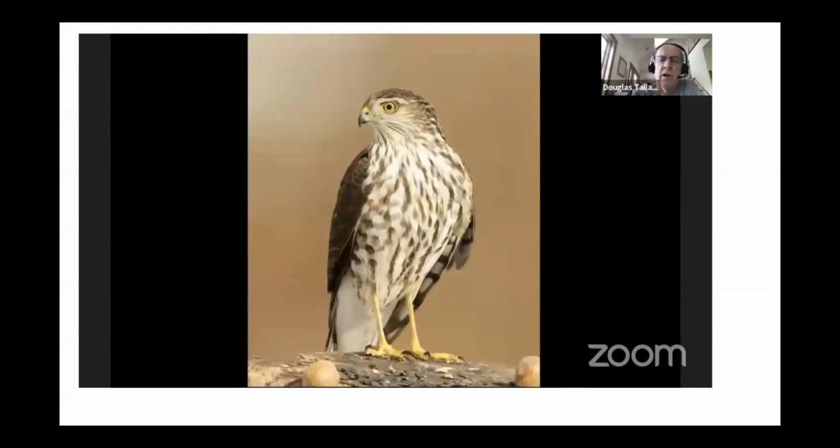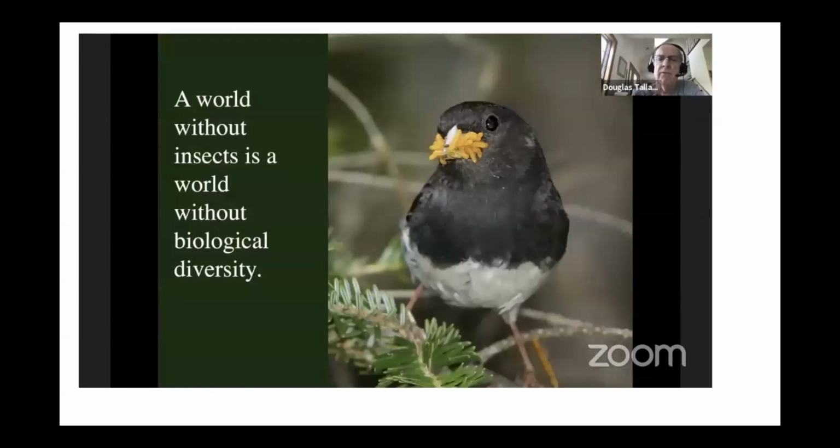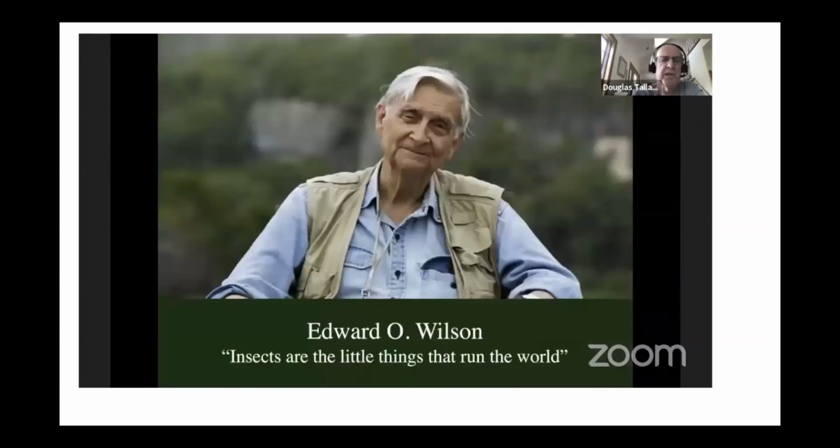This is a sharp-shinned hawk. It's a bird predator. And of course, it needs insects indirectly because the birds it's eating needed insects to become birds. Same thing with our snakes. This is a garter snake. It's eating frogs and toads, but the frogs and toads needed insects to become snake food. So a world without insects is a world without biological diversity.